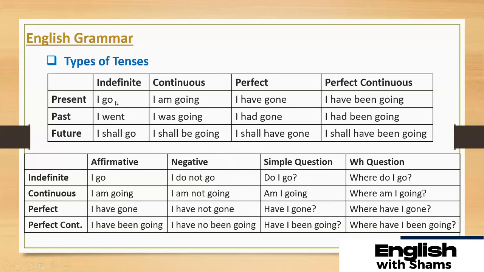Similarly, in present continuous, the affirmative sentence is I'm going. Negative sentence, I'm not going. Simple question, am I going? A question mark should be there, so I will correct that one. And then the WH question in present continuous is where am I going? So all these examples we will be discussing one by one in types of tenses under English grammar.